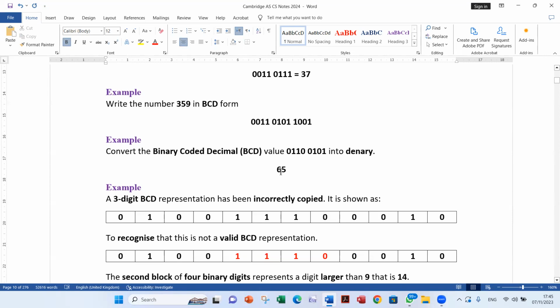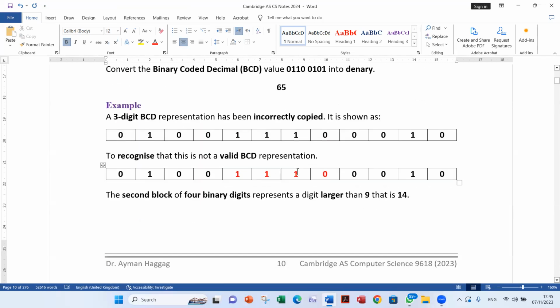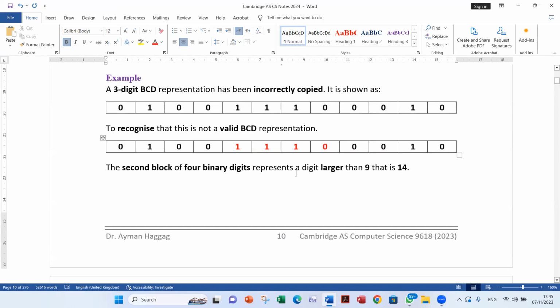Let us see some examples, because they talk about mistakes in BCD. I told you it is not mathematically exact. It is treating the denary as if it is hexadecimal, but we have to live with that. They may ask you, why would you ever use BCD? I will tell you the reasons that showed in the exam. This is a covered topic. Let us look at this. The 3-digit BCD representation has been incorrectly copied.